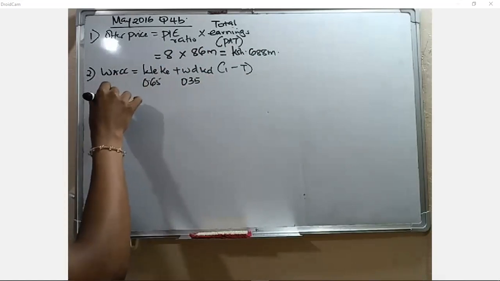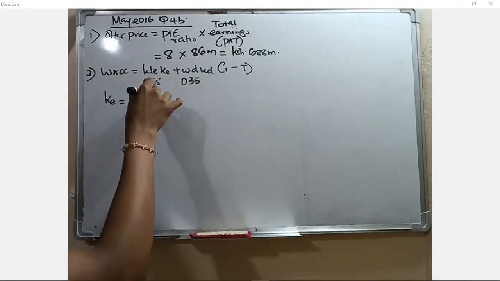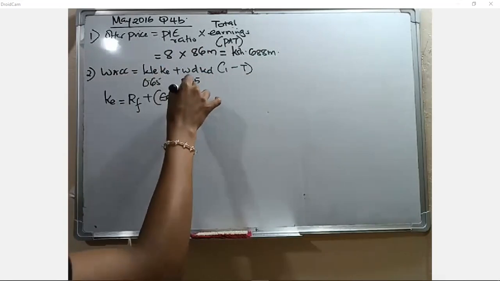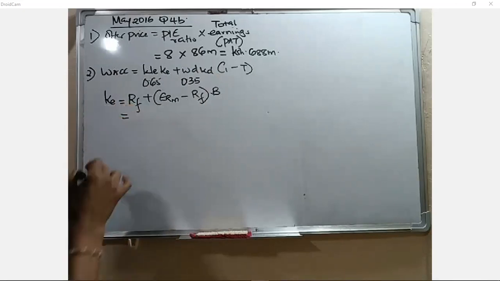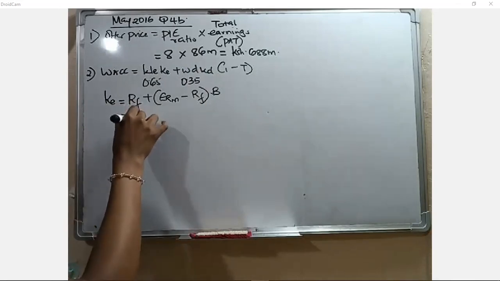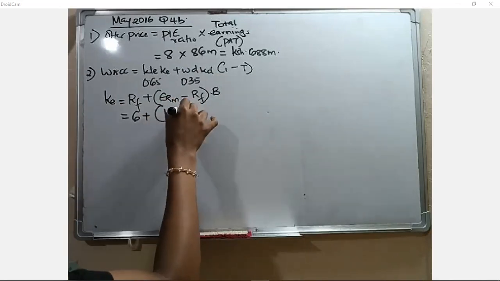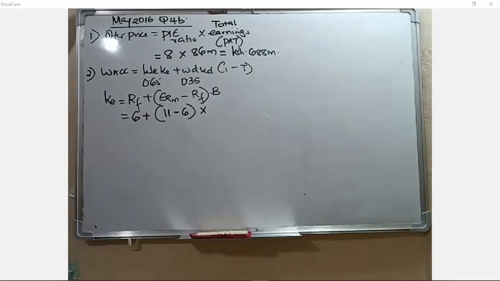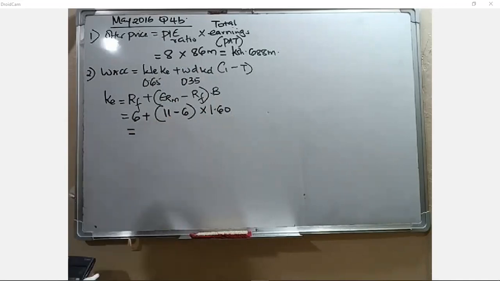What about the cost of equity? I have many ways of killing this bird. I can take the risk-free rate of return plus the expected return of the market minus the risk-free rate of return, then I multiply by the beta coefficient. What is our risk-free rate of return as per the question? The examiner has given you 6. So I take 6 plus the expected return of the market, which we have been given as 11, minus 6. Then we multiply by our beta coefficient, which the examiner has given us as 1.60. So this minus this, I get 5, times 1.60. Then we add 6, getting 14%.